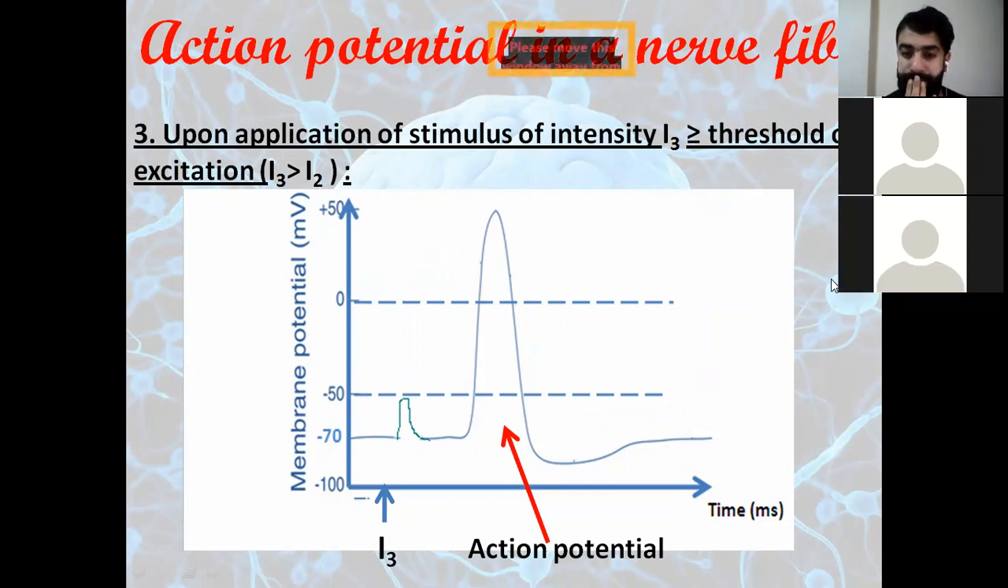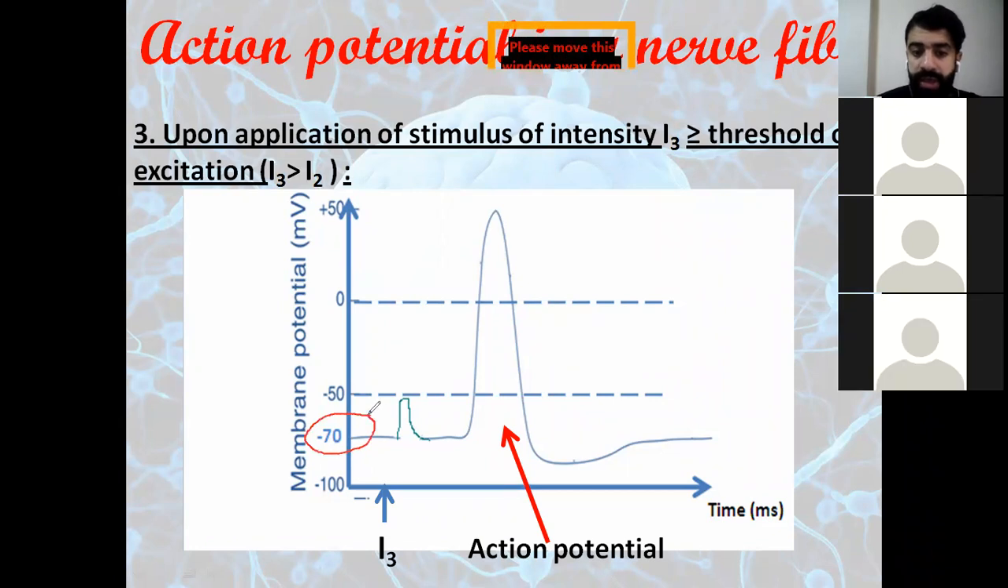Because at the end it was plus 50 millivolt. Exactly. And at the beginning, it was what? It was minus 70 millivolt, right? Yes. Okay, so it came from minus 70 to what? To plus 50. Its potential difference is going to be minus 70 plus 50.